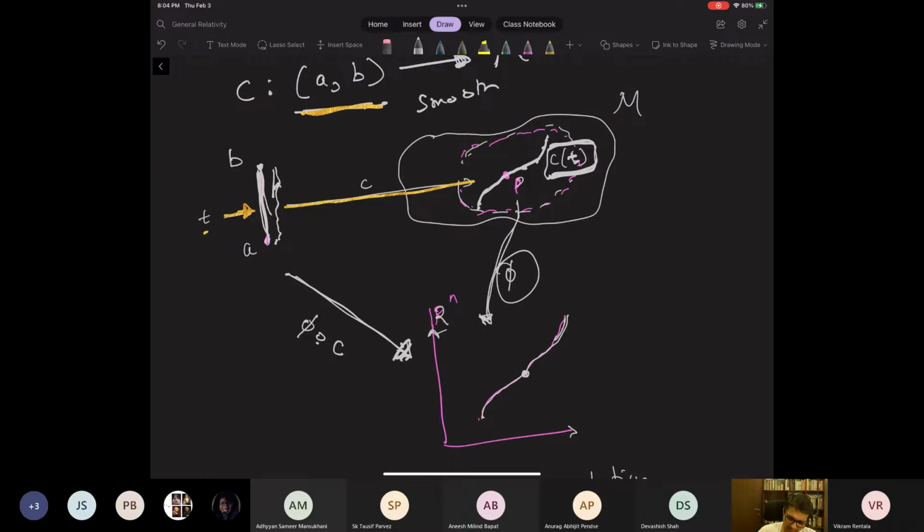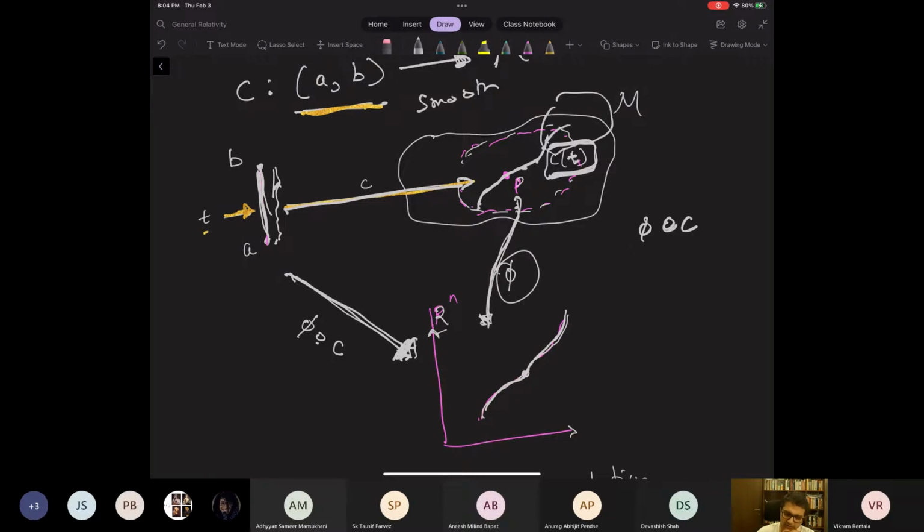Where is it? Phi circle C. Yeah, so first I act with C and I go here, and then I go here with phi. So first I act with C, then I act with phi. Equivalently, I can think of this as a map directly from this interval AB to the coordinates over here. Now, this map will not work when I switch my coordinate system.